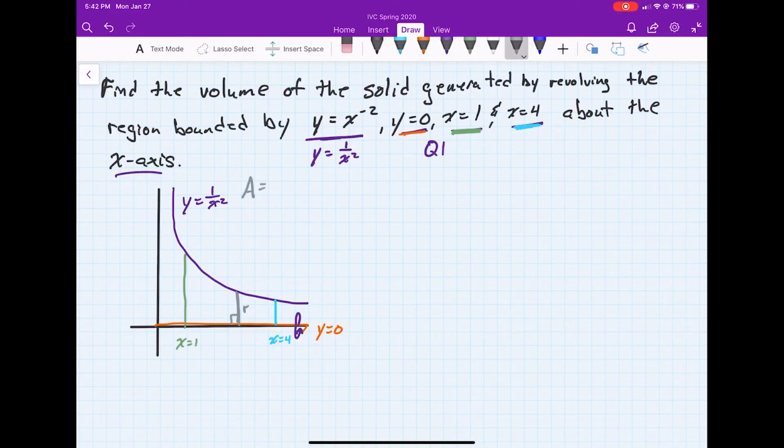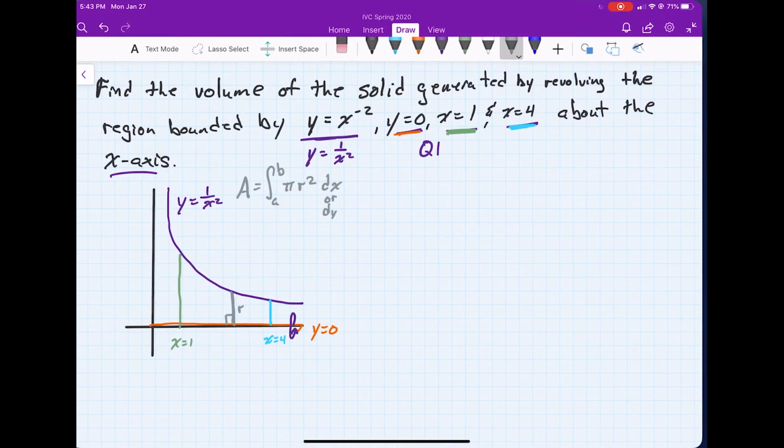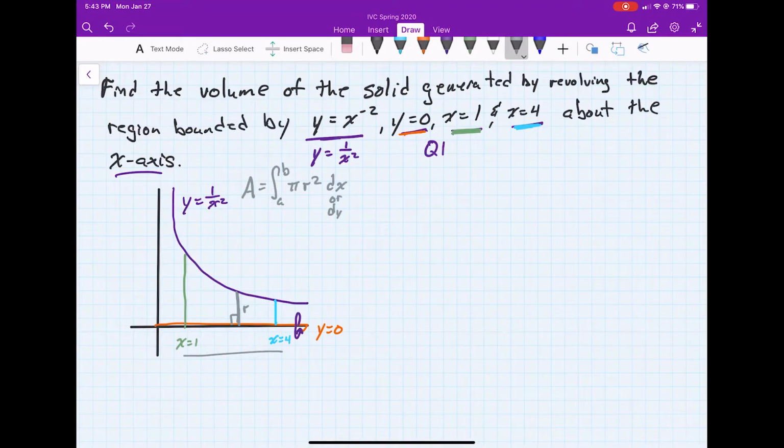So the volume is going to be equal to the integral from a to b of pi r squared dx, or I guess it could be dy as well if we are working with y, just as a side note. But notice we're working with x here, so the dy is going to be out, so it's definitely going to be dx. Anyway, we have pretty much everything we need to set this up here.